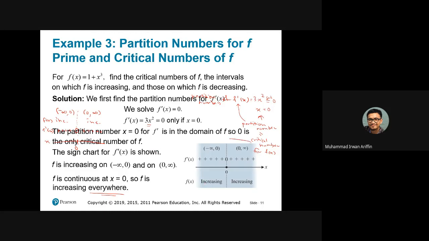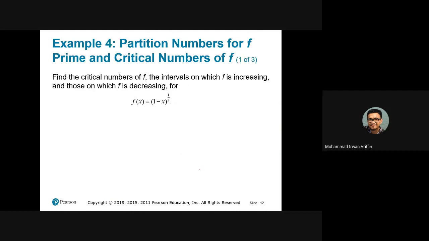So this is a much better sign chart, where we have the slope here and the function here. Okay, another example. Find the critical values of the function, the intervals on which the function is increasing, and the intervals on which the function is decreasing for this function, where we have 1 minus x to the power of 1 over 3.